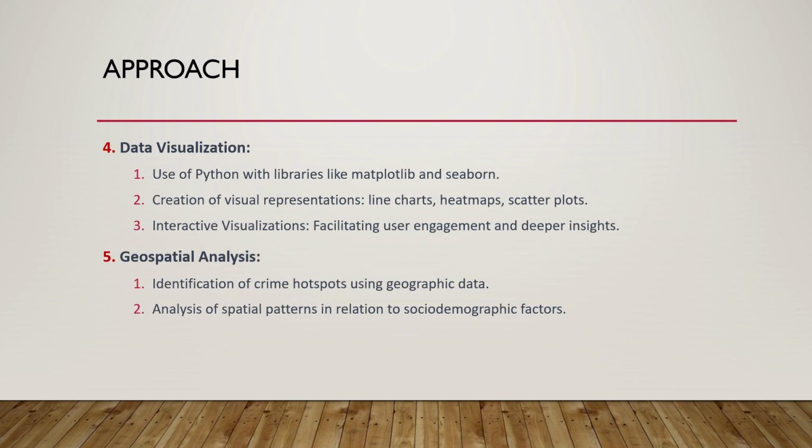Then we used Python and libraries like Matplotlib and Seaborn to visualize the data better, and we created different types of visualizations like line charts, correlation maps, heat maps, scatter plots, and so on, answering the hypotheses better. Then we have a couple of interactive visualizations as well that would facilitate user engagement. Geospatial analysis is focused on analyzing the crime data with respect to different geographical locations and the crime that happens in that particular location.